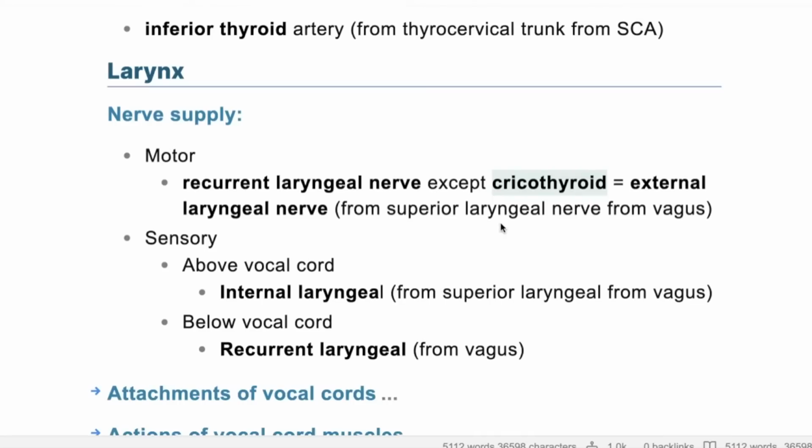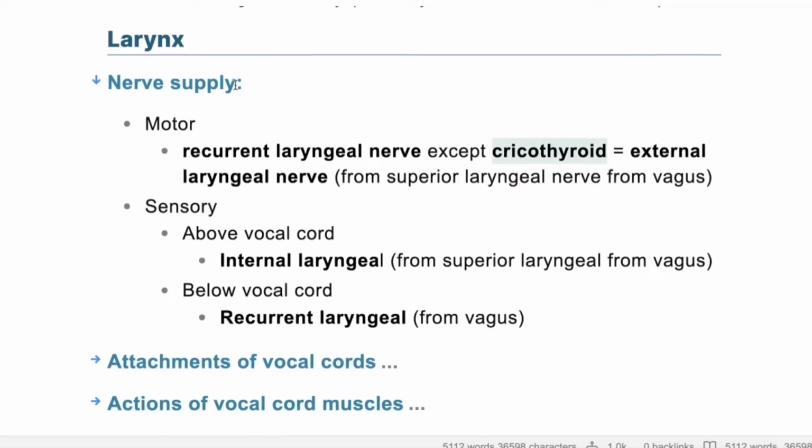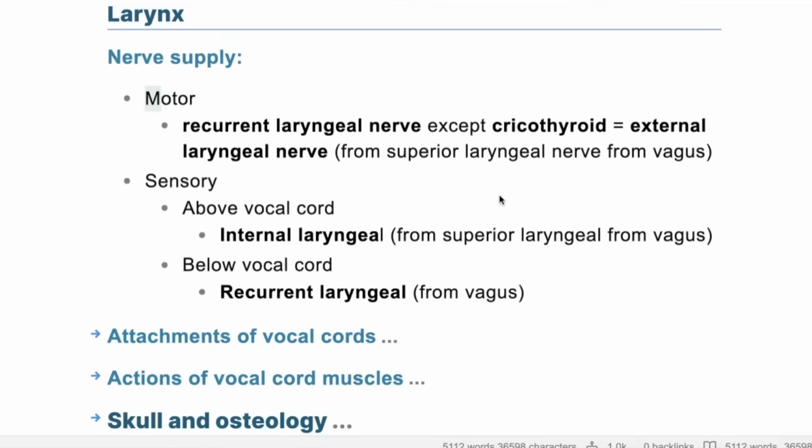All right. So these are the nerve supply of the larynx, like anywhere in the body, sensory and motor nerve supply. The sensory is above and below the vocal cords, and the motor is all the muscles except the cricothyroid muscle by the external laryngeal nerve.